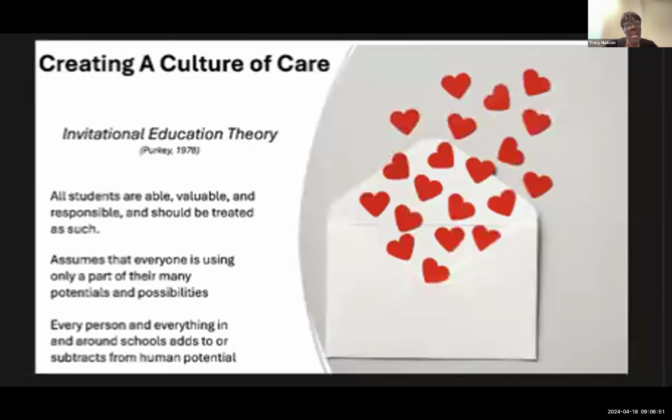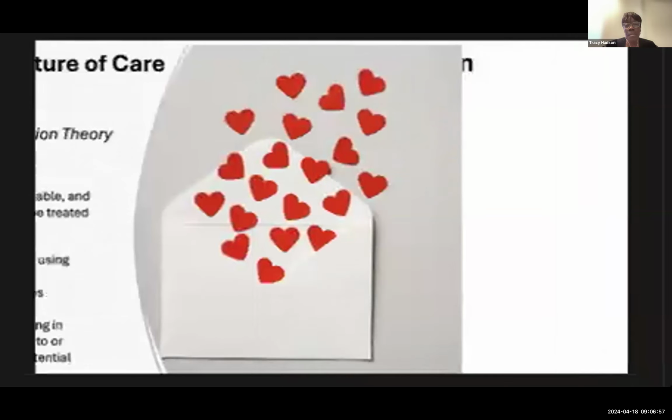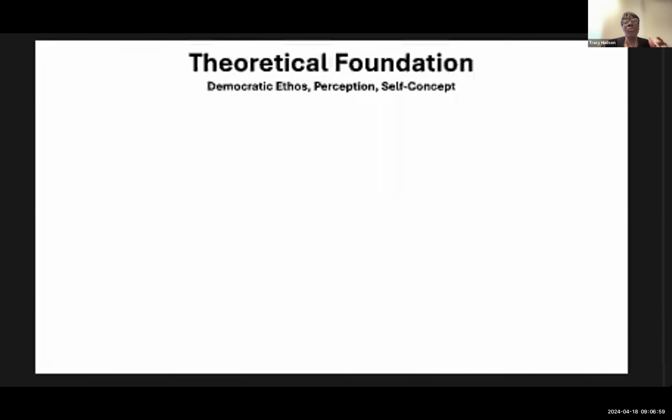So invitational education is more about the messages we send to our students affirming their worthiness. So this theory is built upon three essential pillars, right? And so the three pillars are the democratic ethos, perception theory, and self-concept, which together form the foundation of creating a nurturing and an empowering learning environment.